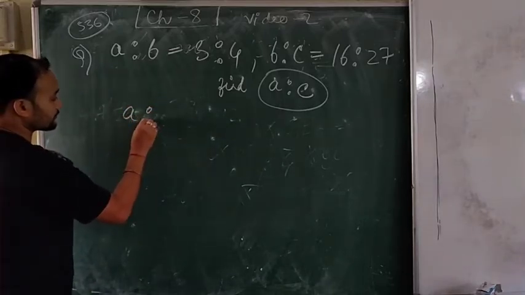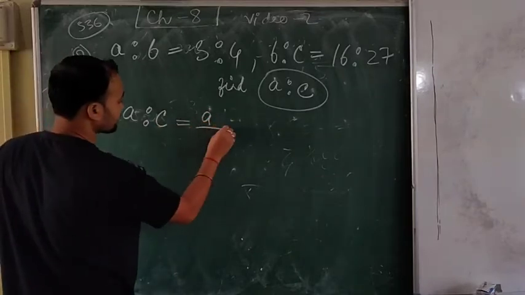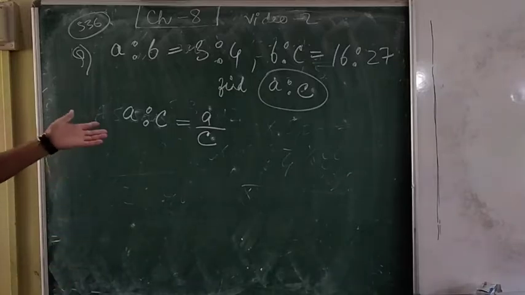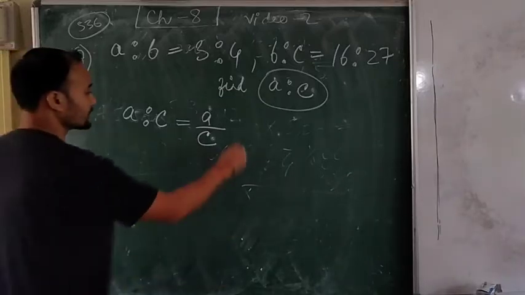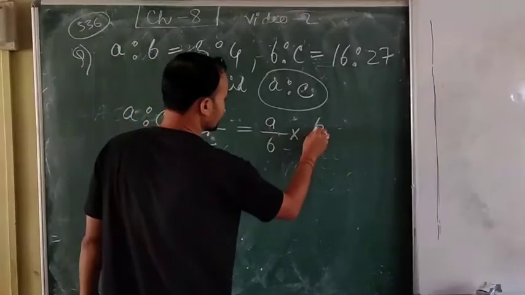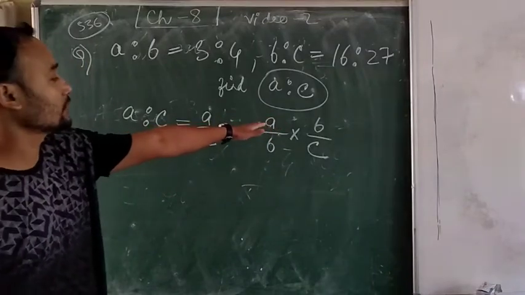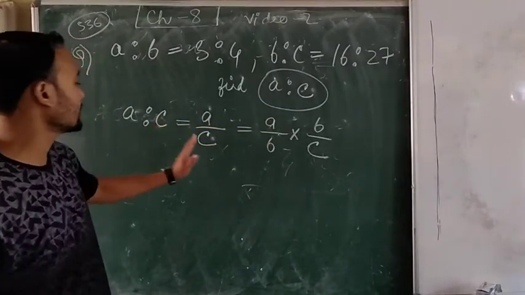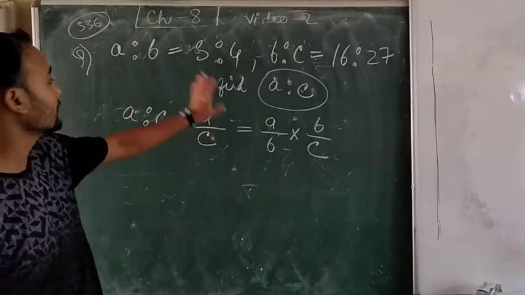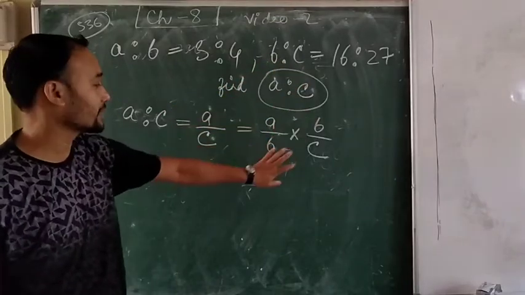A is to C equals A by C. A by C can also be written as A by B into B by C. Since B and B cancel out, we get A and C. And see, our values are also given in this manner, A is to B and B is to C. So we can directly put this.